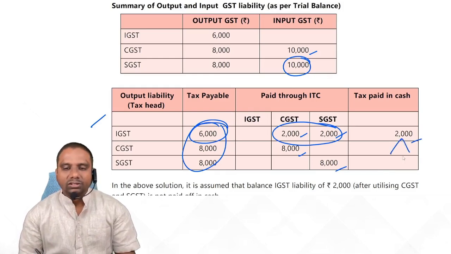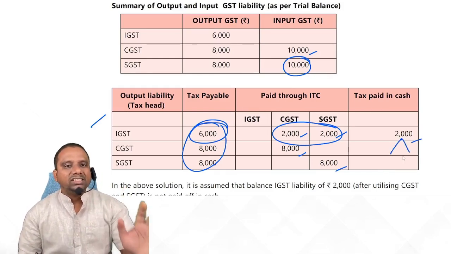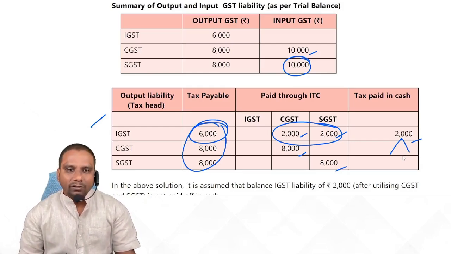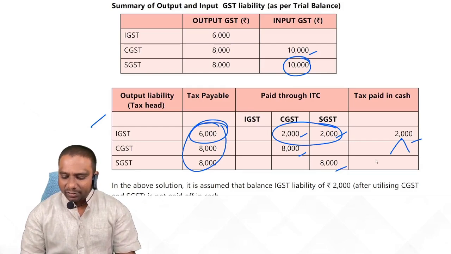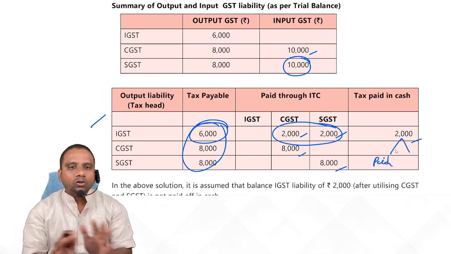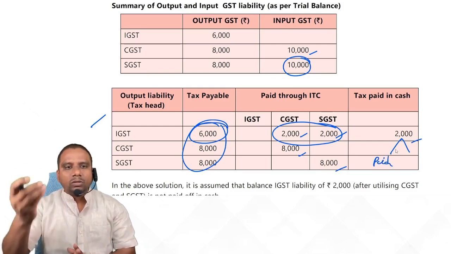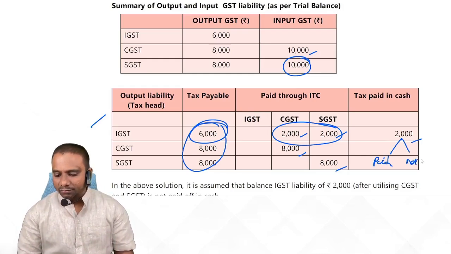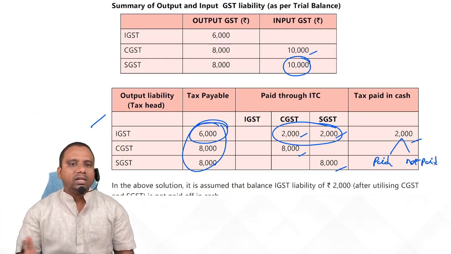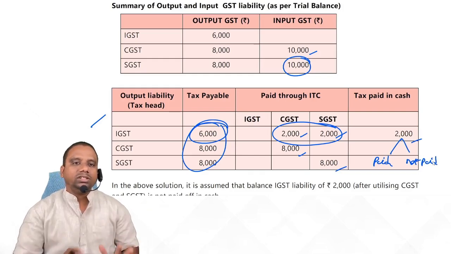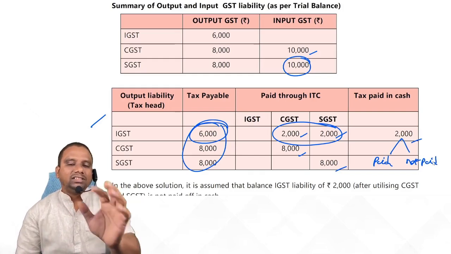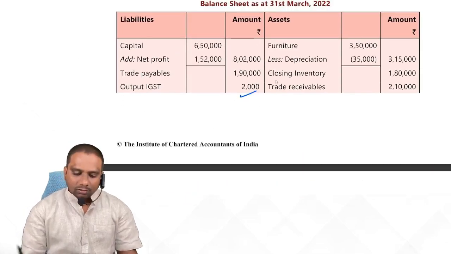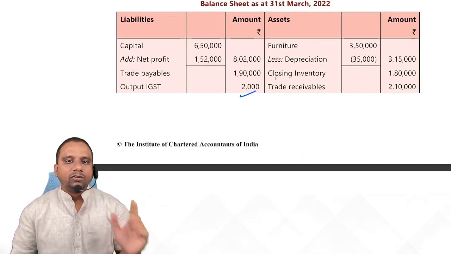Here you have two assumptions. One, this remaining 2,000 is paid. Means what is the entry we record? Output IGST account debit to bank account. So if you assume it is paid, then there is no liability of 2,000. On the other hand, your bank balance gets reduced by 2,000. Suppose your assumption is not paid, your bank balance will not decrease, but liability of 2,000 increases. So output IGST 2,000 rupees we show as a liability. This is important.